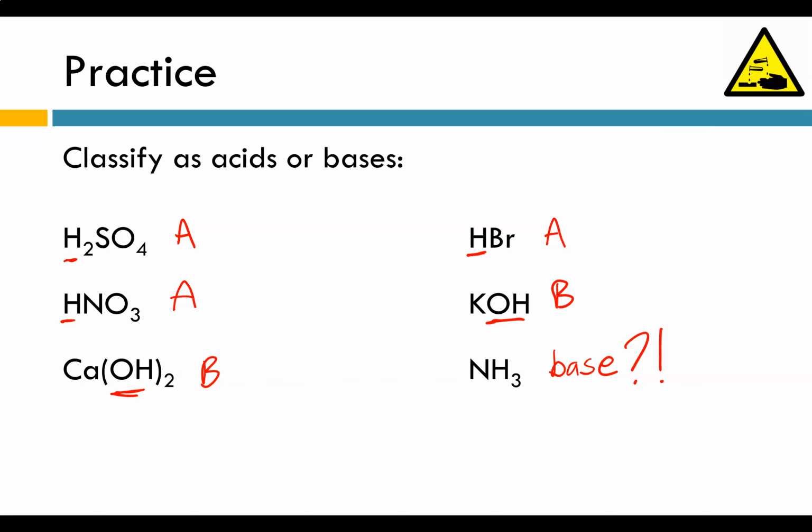Really, what we're being shown here is that we have to update our definitions of acids and bases. Simply looking for things that produce H+ and OH- ions is not going to really cover every substance that behaves as a base. So we're going to have to update our definition to what's called the Bronsted-Lowry. And we'll come back and we'll explain in more detail why ammonia is in fact a base.